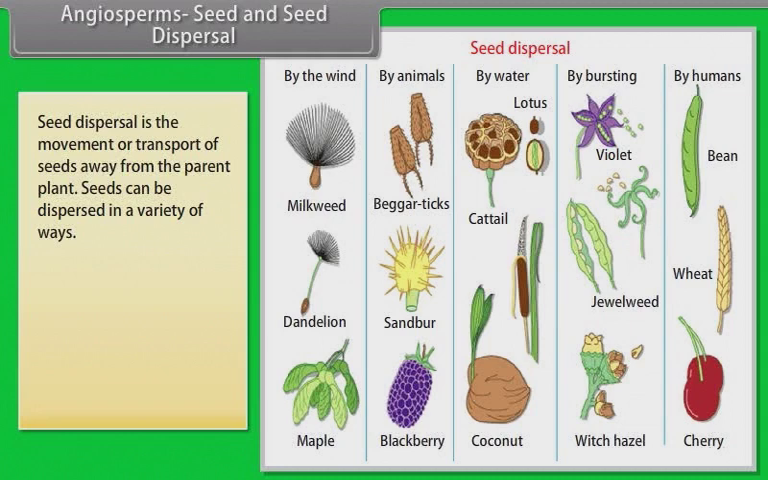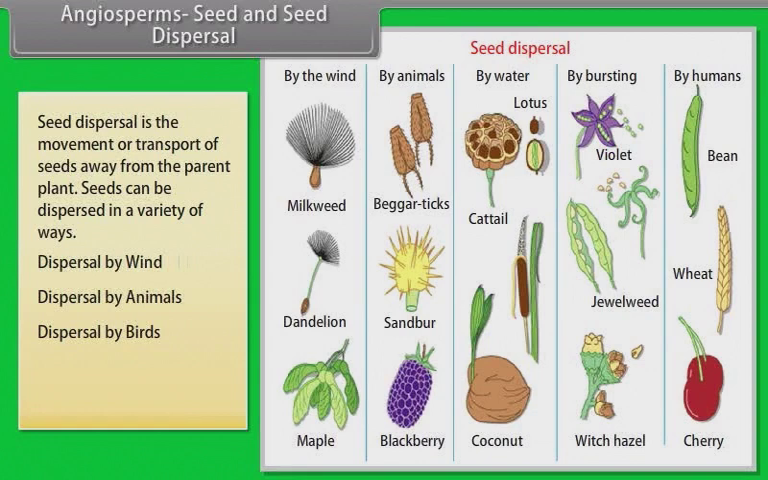Seeds can be dispersed in a variety of ways. Dispersal by wind, dispersal by animals, dispersal by birds, dispersal by water, dispersal by man.